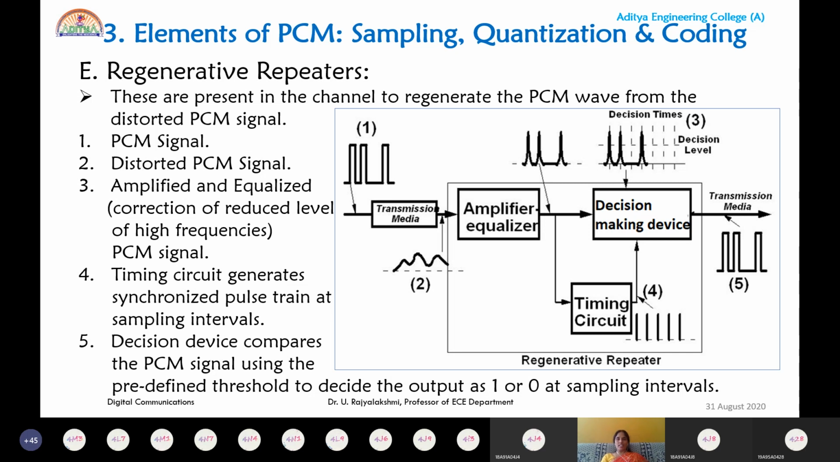So finally the decision making device generates the output as 1 when the distorted PCM signal magnitude is greater than threshold. If the distorted PCM magnitude is less than threshold, the output is considered as 0. And at what time interval do you consider it? That is the sampling intervals provided by the timing circuit.